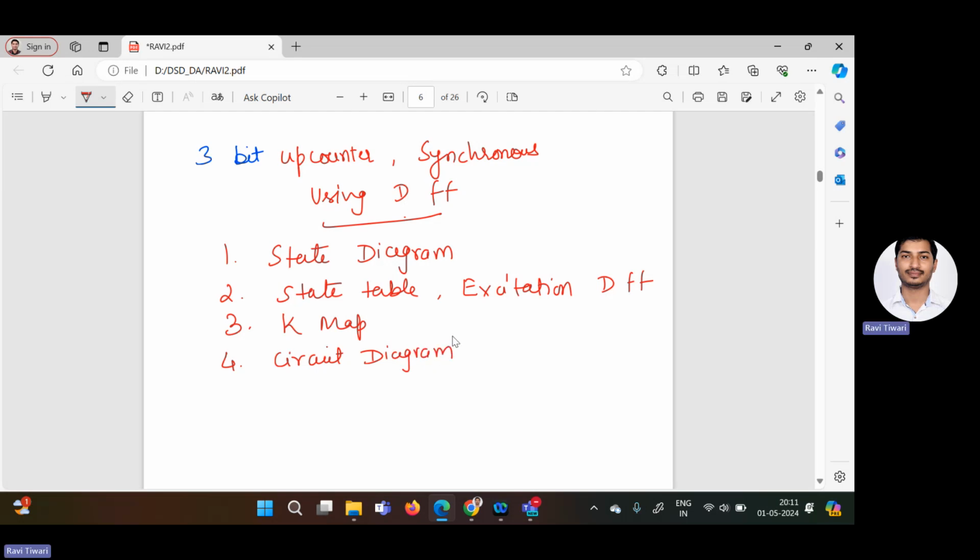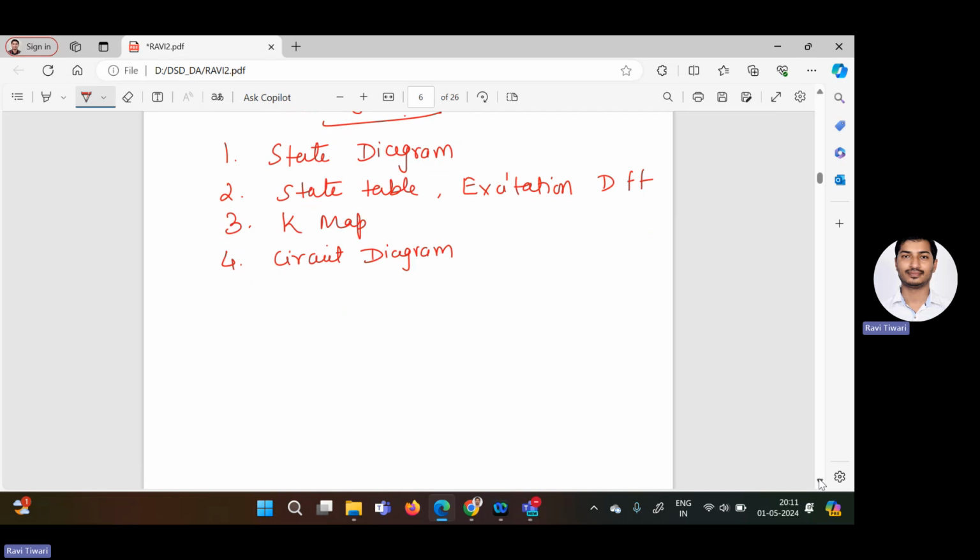So first you see what is the meaning of up counter. In normal words, I can say that it is counting in the upward direction: 0, 1, 2, 3, 4, 5, 6, 7. And after that it becomes 0 because we are using only 3 bits, and with 3 bits, the maximum number will be 7.